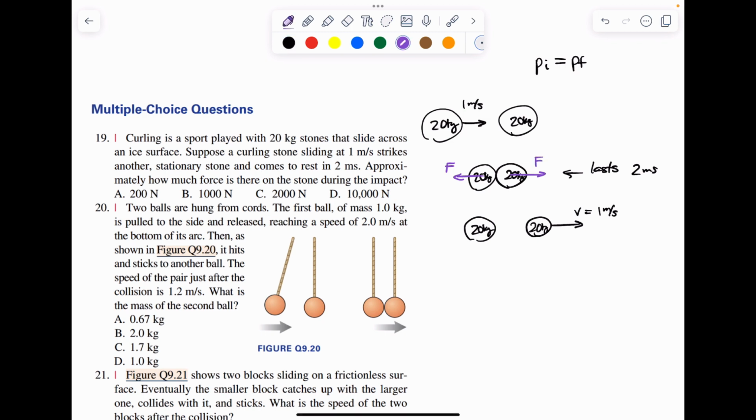Okay, so the question is, how do we find this force here? So let's think about this. Let's assume that the force is essentially constant.